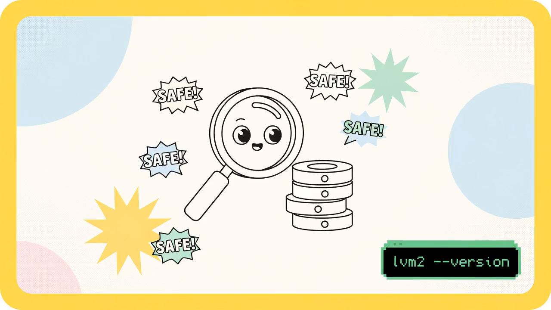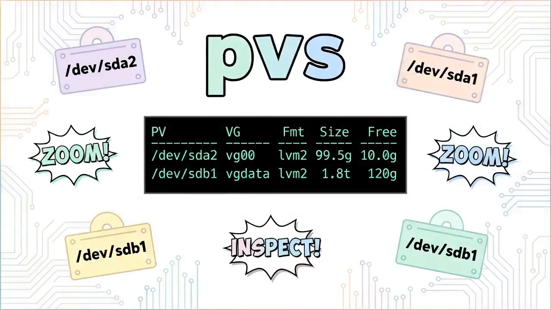Every LVM2 administrator needs a safe, read-only toolkit for peeking under the hood. The commands we'll cover never write to disk, never resize anything, and never alter your volume layout. They only report. Think of them as X-rays for your storage stack. First up, pvs. It prints a compact column-aligned table of every physical volume on the system, showing the device path, its volume group membership, total size, free space, and metadata format. A blank VG column means the PV hasn't been assigned to any volume group yet.